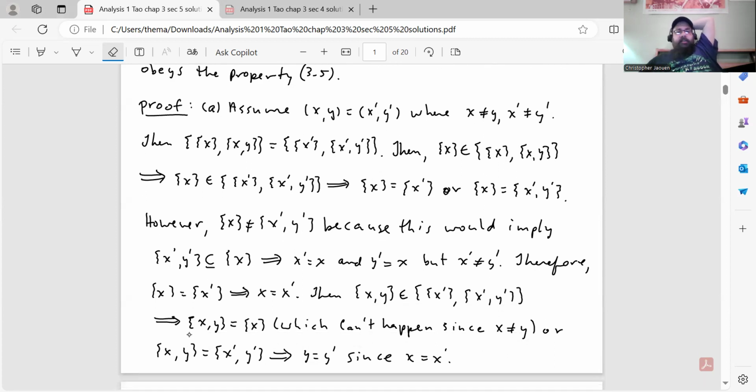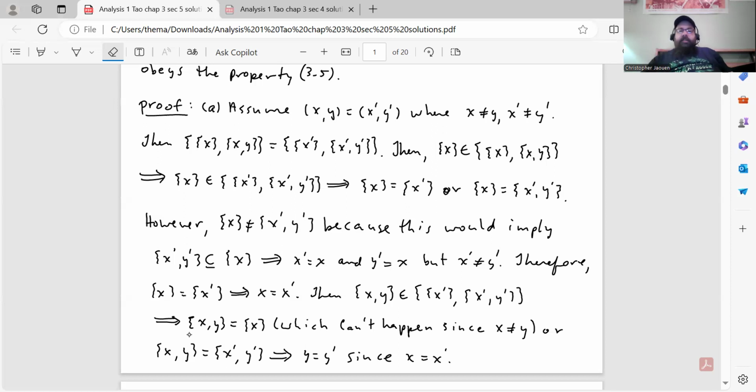Case A is assume (x, y) is equal to (x', y'), where x is not y and x' is not y'. Then the pair set containing the singleton set {x} and the pair set {x, y} is equal to the pair set containing the singleton set {x'} and the pair set {x', y'}. That's just by the way we defined the ordered pair up above, the Kuratowski definition, as he calls it.